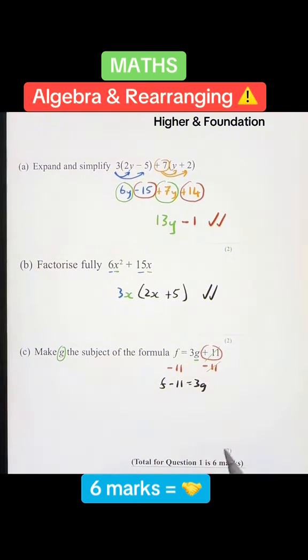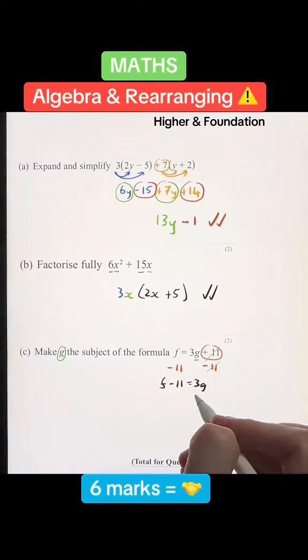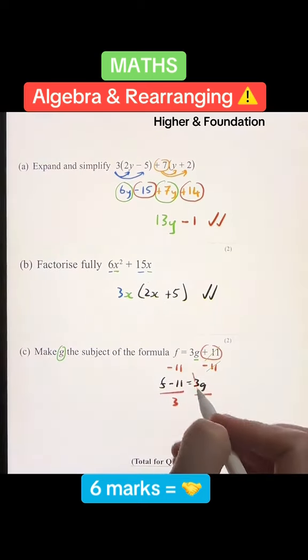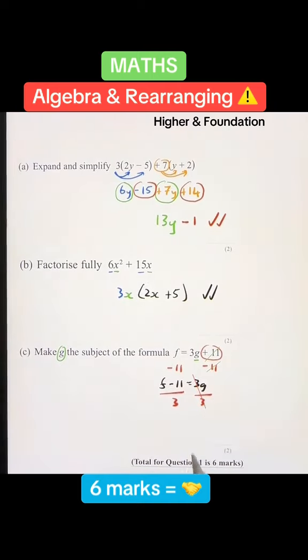As I want to get g by itself, I know 3g in algebra means 3 multiplied by g. So the opposite of times by 3 is divide both sides of my equation by 3. On the right-hand side, I know 3 over 3 will cancel to leave us just with g. That's exactly what I want. So therefore, g is equal to f minus 11 all over 3.